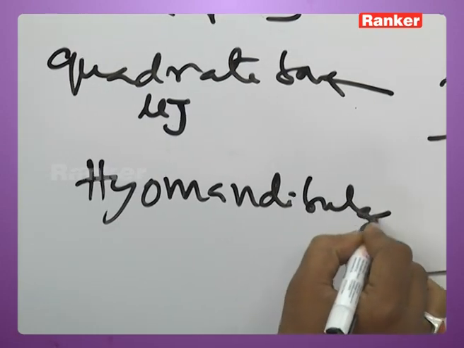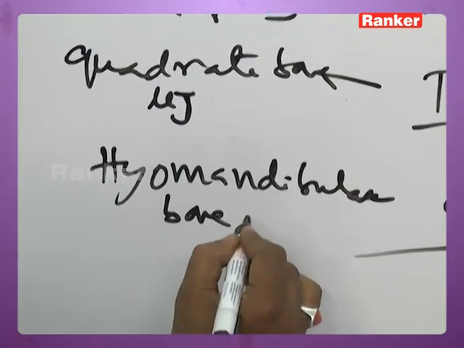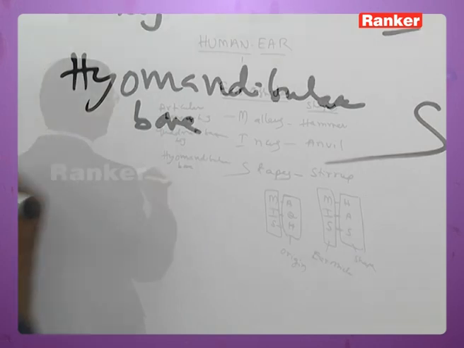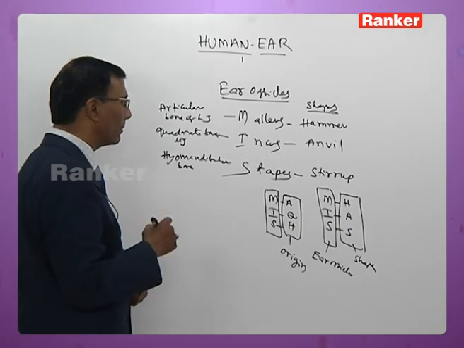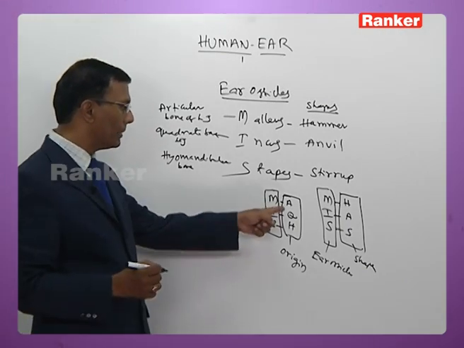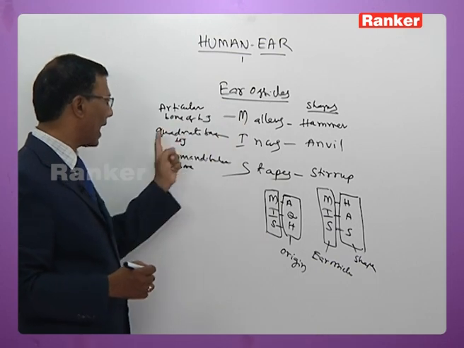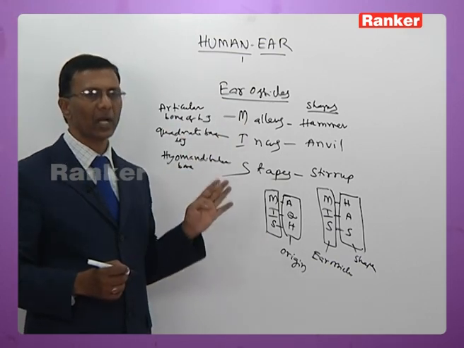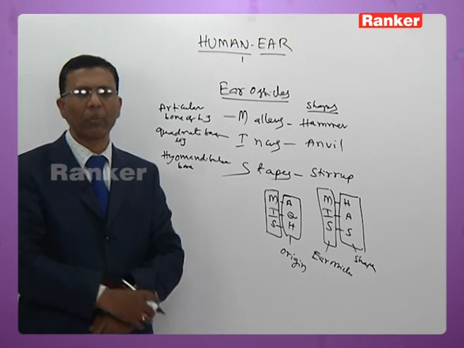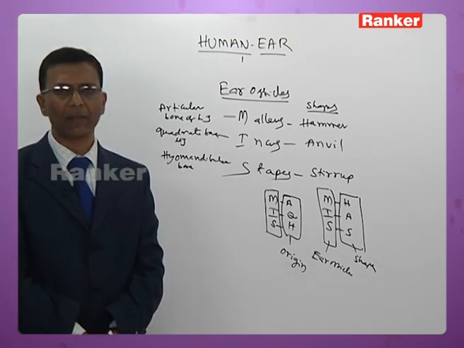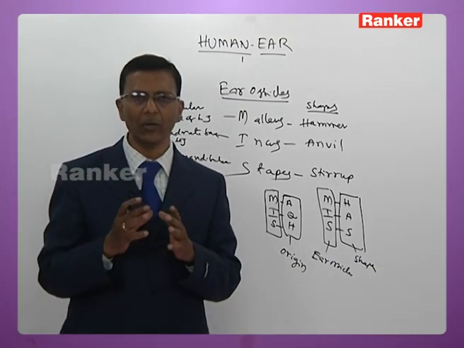Okay, stapes is a modification of hyomandibular bone. How do you remember here? MA, that is MAIQSH. So with regard to shape and origin, they are the two most important concepts from the EAMCET and all other exams' point of view. Remember, students, now, how do you remember?